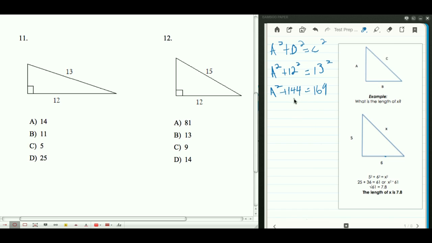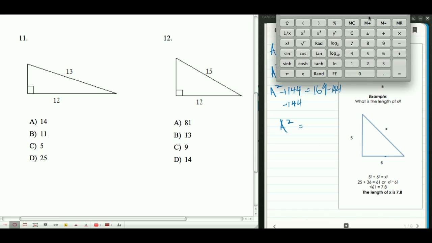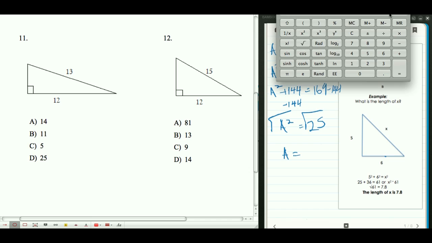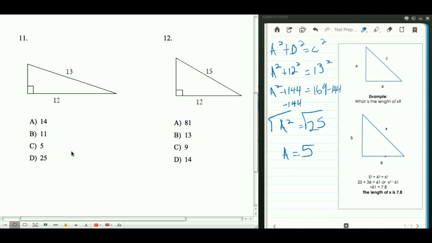Okay, that means we're going to subtract 144 because we want to get that a squared by itself and equal to something. And we're also going to subtract it on that side also. 169 minus 144 gives us 25. So we want to figure out what a is, not a squared. So we're going to take the square root of each side. And let's see, square root of 25 is 5, because 5 times 5 gives us 25. So that means our answer for this one will be C, 5.